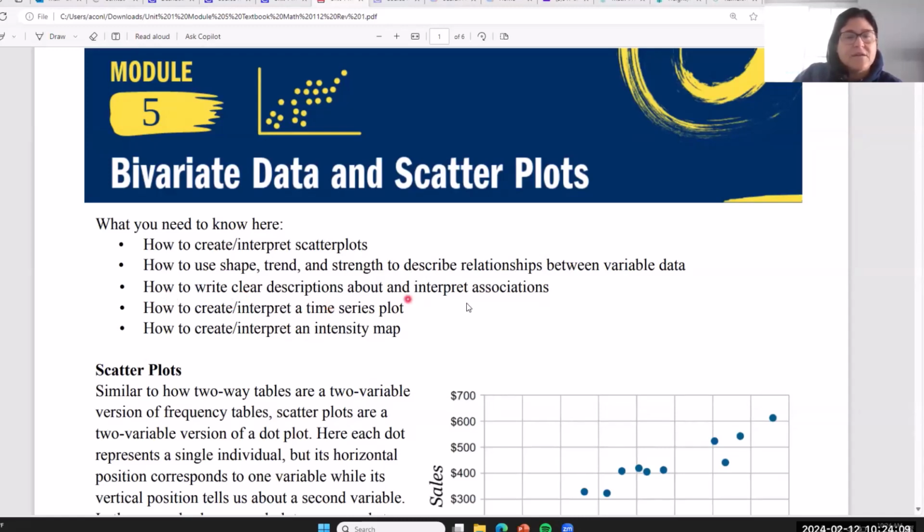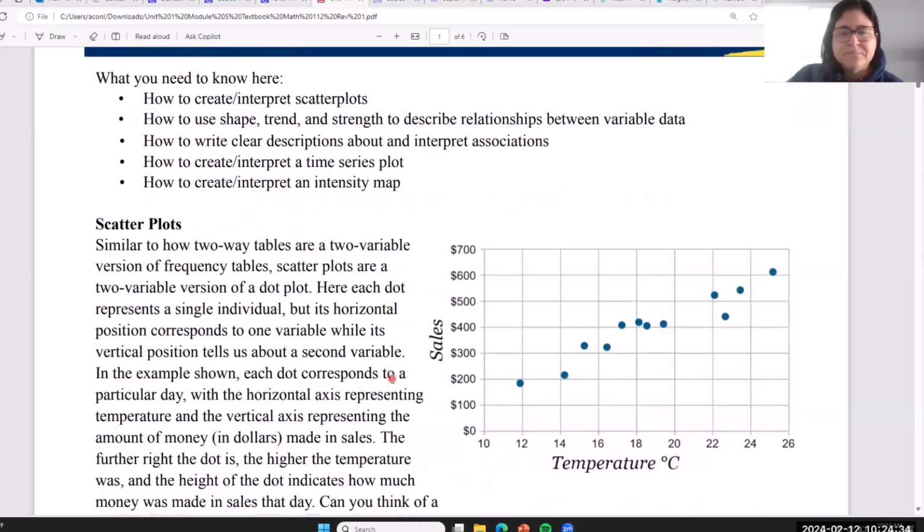So we're going to write clear descriptions, interpret associations, and how to create the time series plot and the intensity maps are kind of, I have them as extra. The scatter plot will be on the exam. I think time series plots and intensity maps are very cool. You see a lot of them in the real world. But the scatter plot is going to be more useful to us in terms of bivariate data.